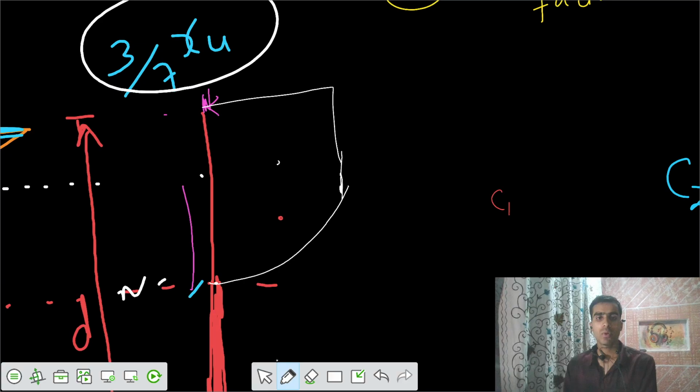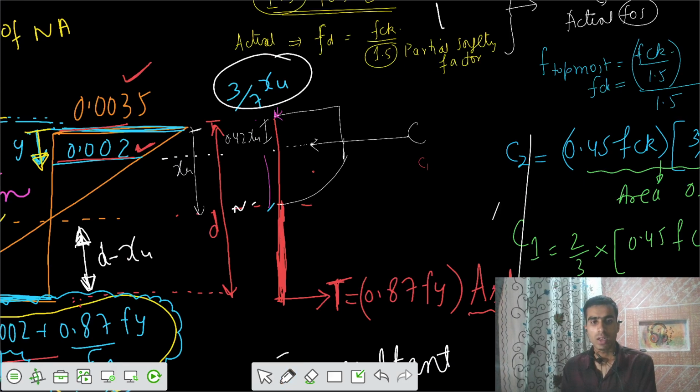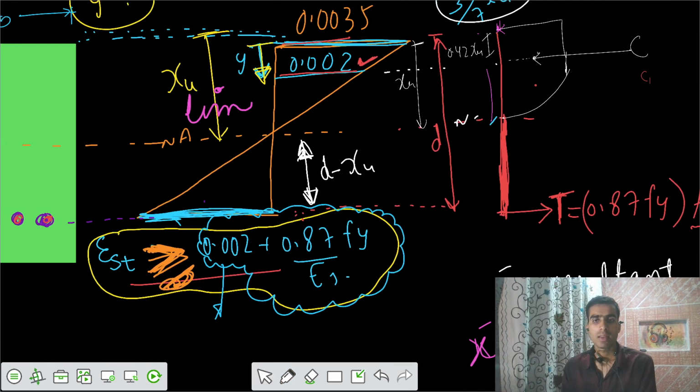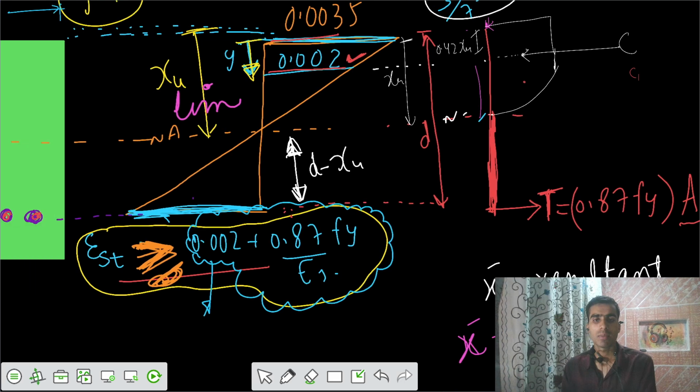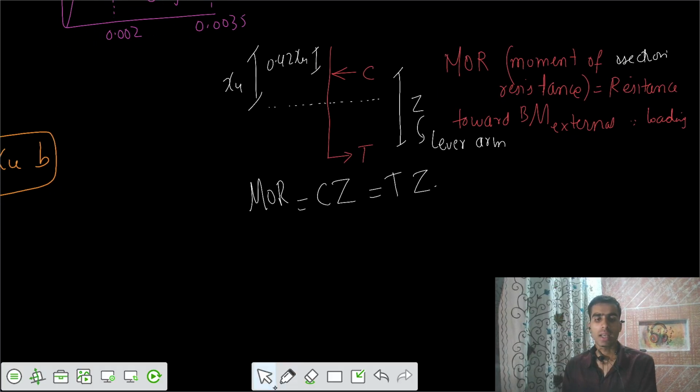So at some location in the stress block, let's say the total C force is acting at x bar equals 0.42 xu, where xu is the depth up to the neutral axis. After that, your lever arm is acting at some depth, at some d. Let's have that also here now. Can you get the value of the lever arm now?